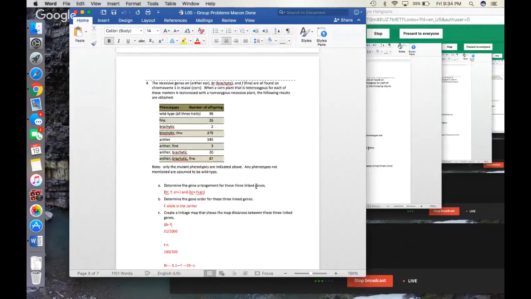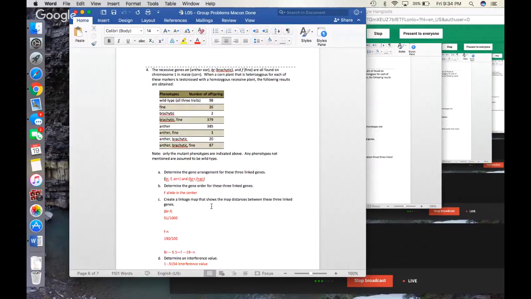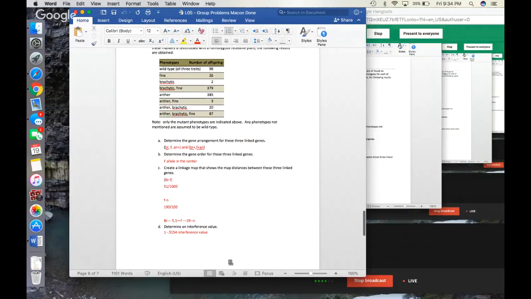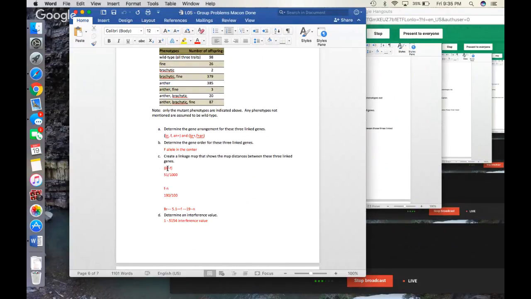And for number 4, our gene arrangements are going to be BR, F, and AN plus, and then BR plus, F plus, and AN. And that is going to create the F allele in the center. That's the one that's going to be doing the crossovers to create those genotypes there. And for the linkage map, between the BR and the F, we're going to have 51 map units, and then between the F and the AN, we're going to have 190 map units.